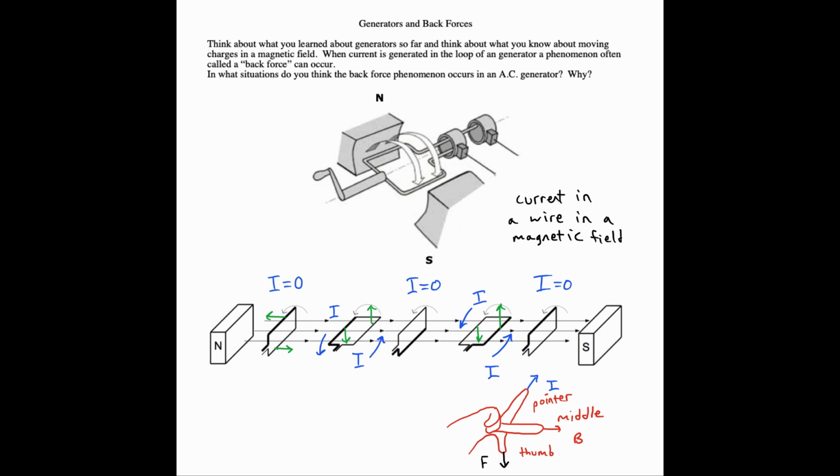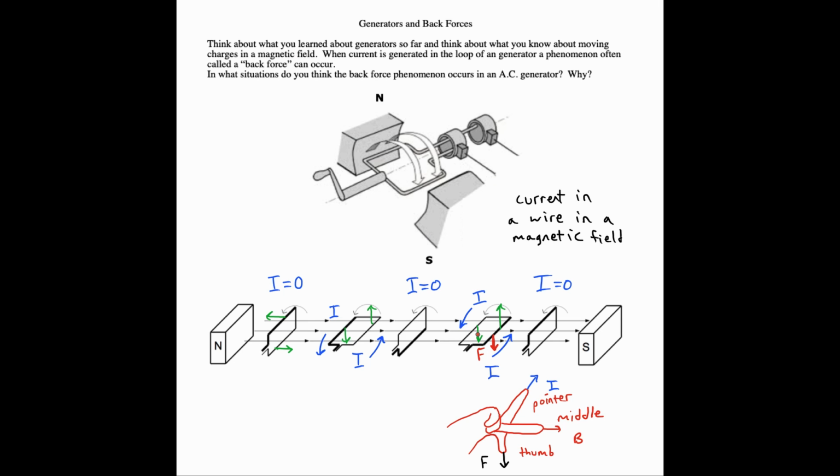So what we have then is a force on this wire, a force which is pushing opposite to the direction of motion of the wire. It's called a back force. It tends to oppose the spinning of the generator.